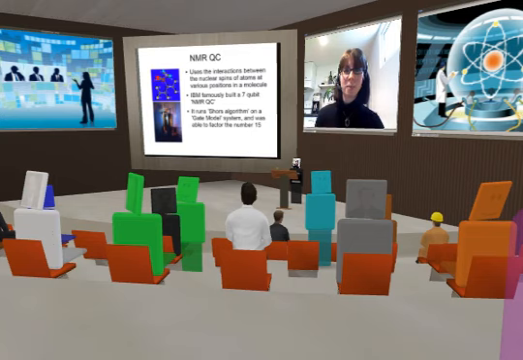Okay, so here's the first one, which is ion trap quantum computing. And what you have here is you can actually take ions, which are atoms with electrons removed from them, so they're actually charged objects.